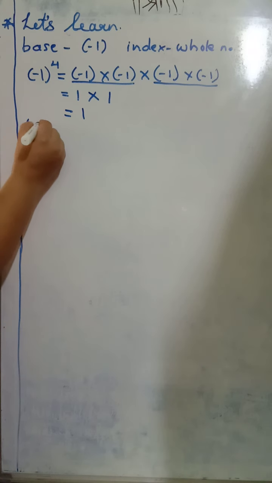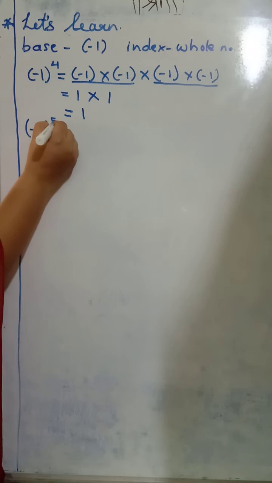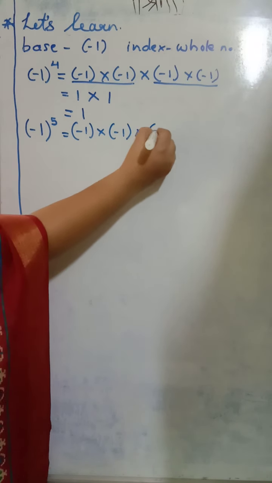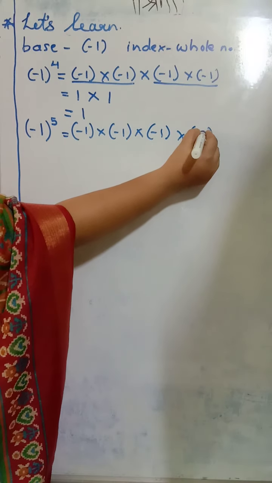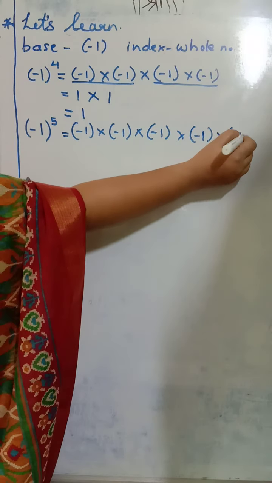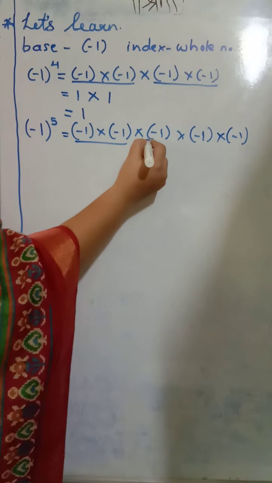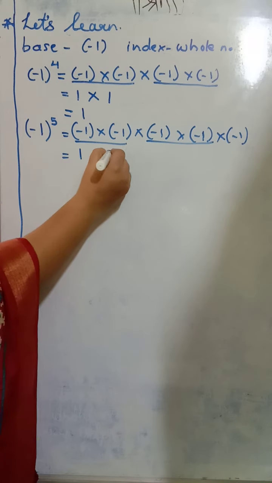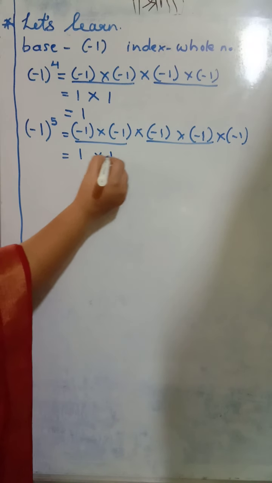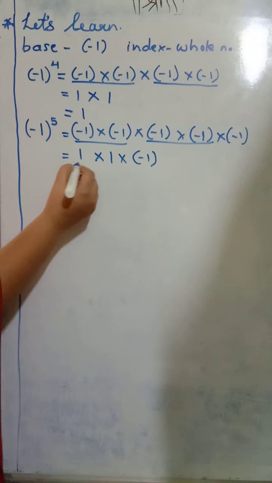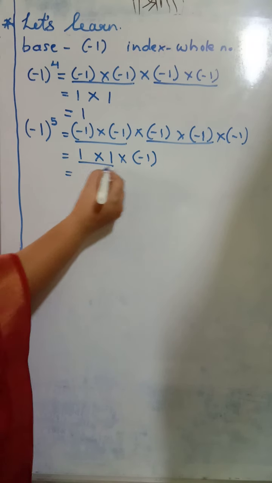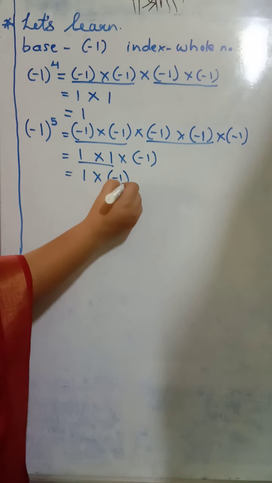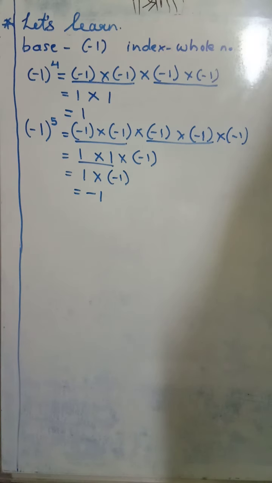Now if I take negative 1 raised to 5, then will I write negative 1 multiplied 5 times in multiplication form? 1, 2, 3, 4 and 5. Yes. Now I will do pairs first. See, negative 1 into negative 1 is 1. Negative 1 into negative 1 is 1. And this one is remaining alone, so we will write it here. Now again, 1 into 1 is 1, into negative 1. So the answer is negative 1.